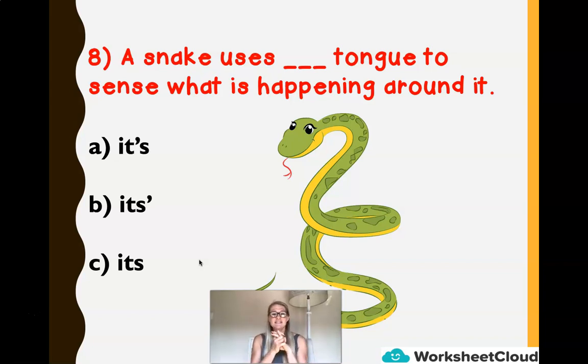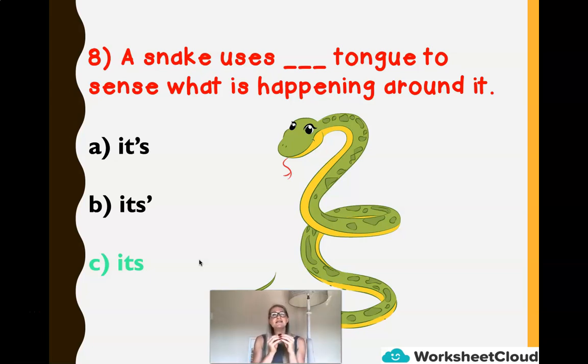Right. And so what is it? A snake uses its tongue. Is it A, it apostrophe S? Is it B, its with an apostrophe after the S? Or C, no apostrophe whatsoever, right? And it is C. A snake uses its tongue to sense what is happening around it.